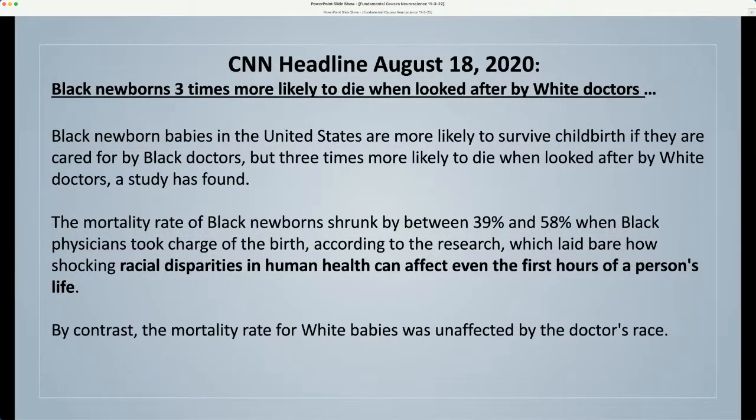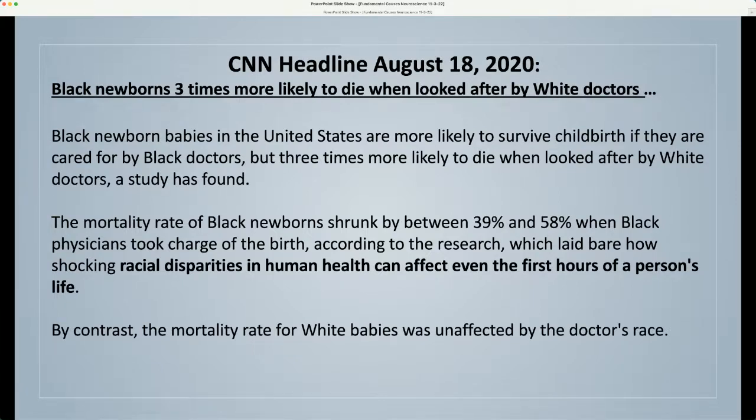On August 18, 2020, a CNN headline reported that Black newborns are 3 times more likely to die when looked after by white doctors. Black newborn babies in the United States are more likely to survive childbirth if they are cared for by Black doctors, but 3 times more likely to die when looked after by white doctors, a study has found.